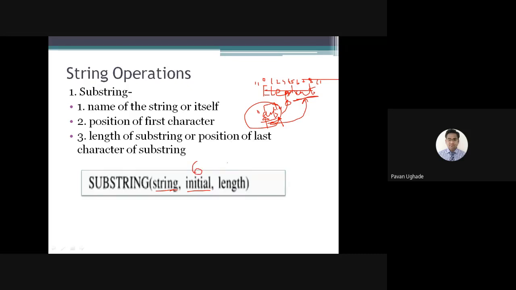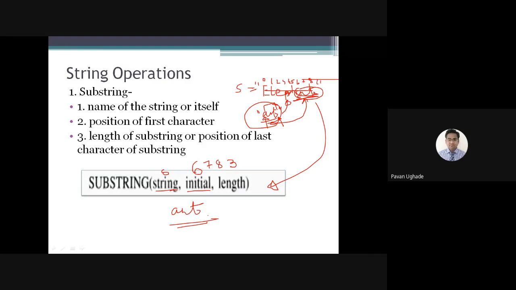And what is the length? A and t has length 3. So I will say start from 6, and it considers 3 lengths: 6, 7, and 8. Till the 8th, you can find a and t. So it will take a and t and throw it here. So what is the substring of this string? If I say s equals, it will give me the answer as a and t. This is how you will be getting the substring.